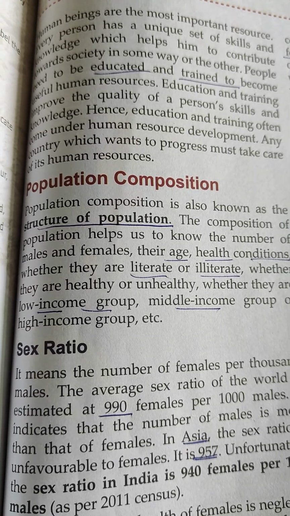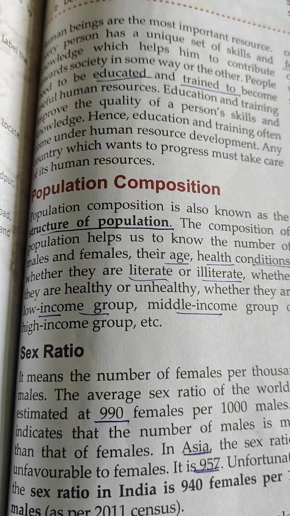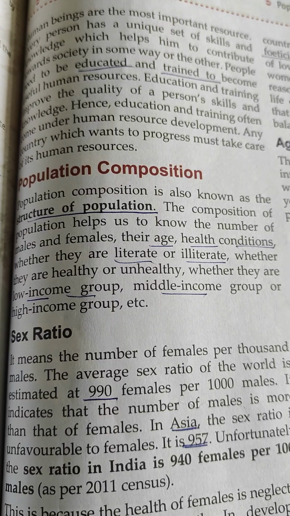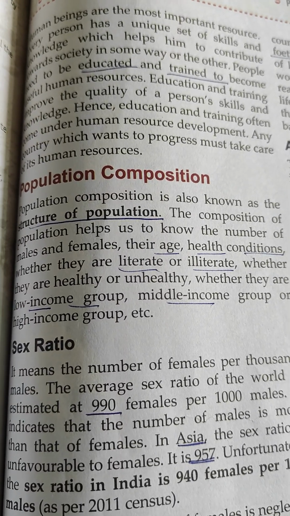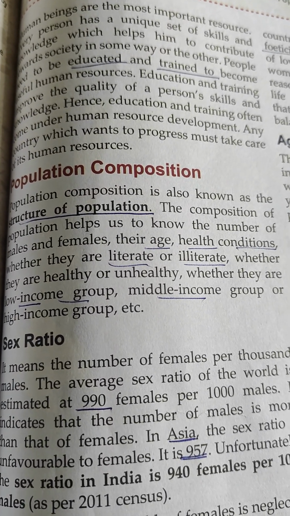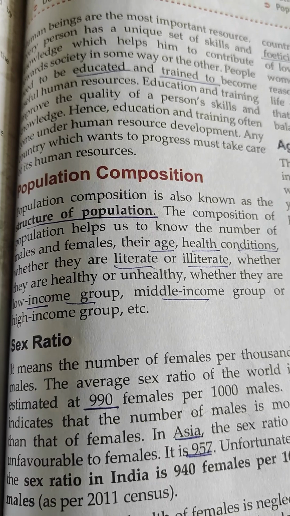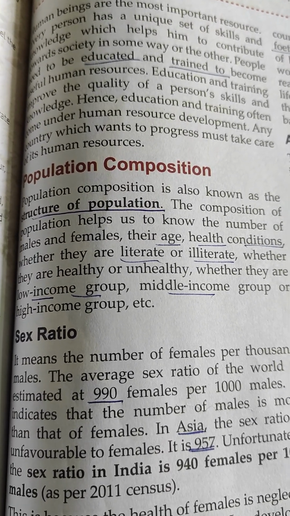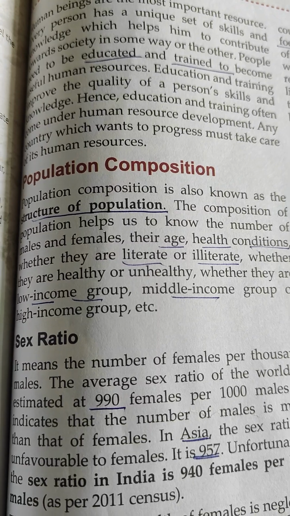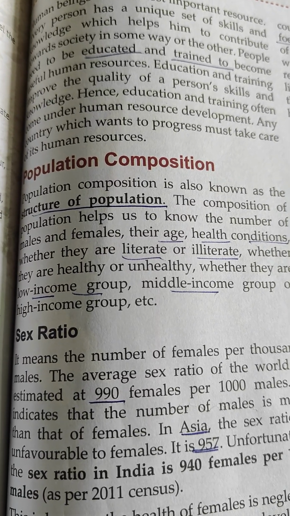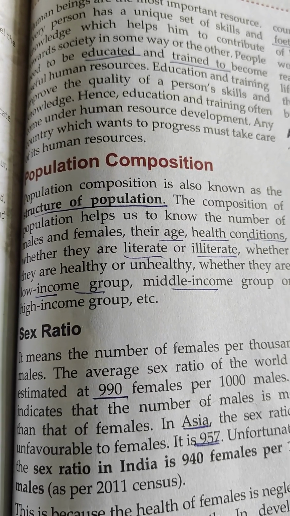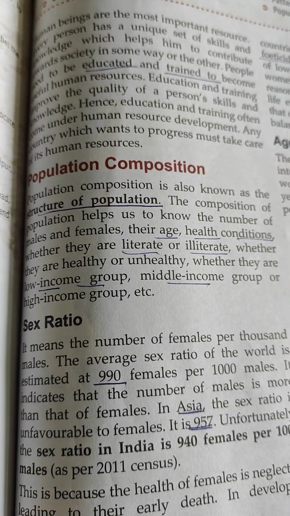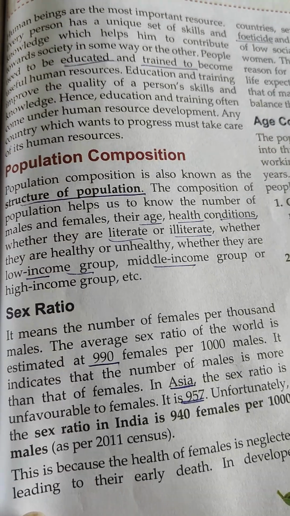Because when we read about the population, we study it in two aspects, the quality and the quantity. Both are necessary for development. So in this chapter we start with the structure of the population to know about some terms. First we take the term sex ratio.